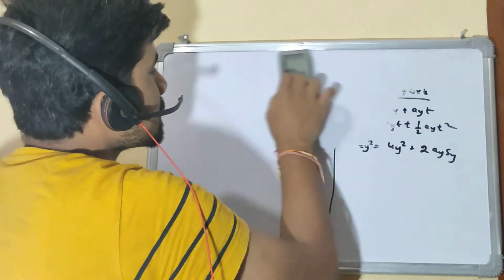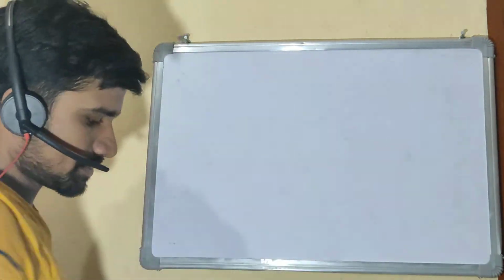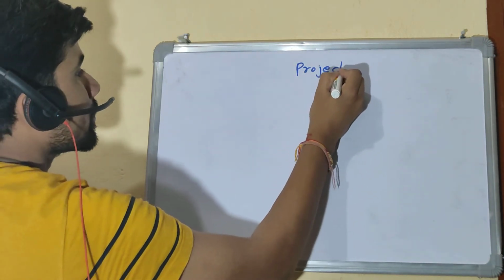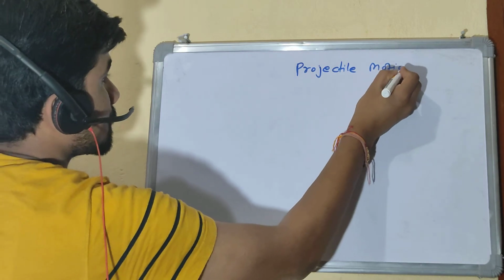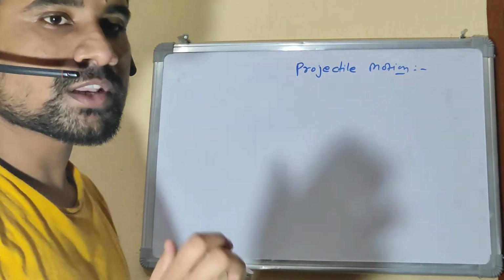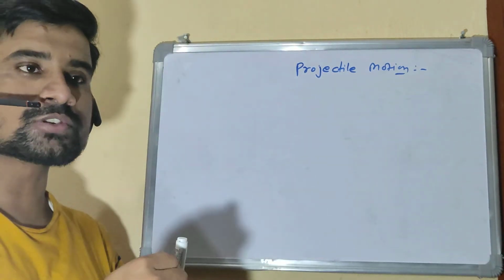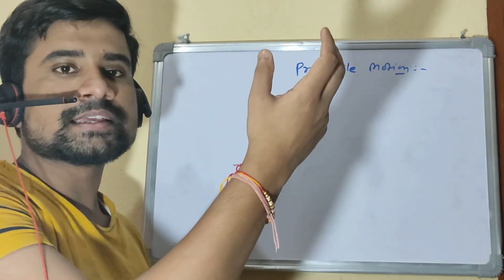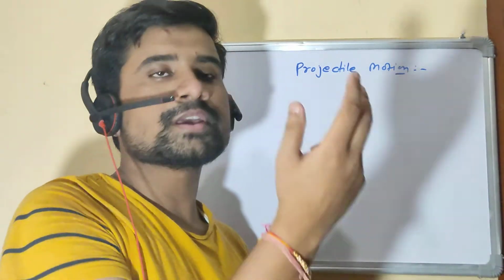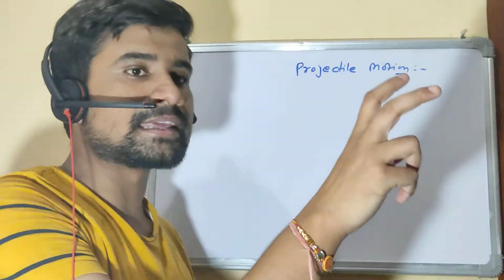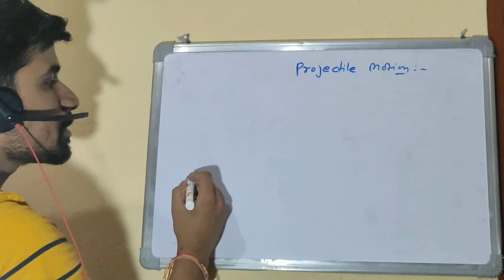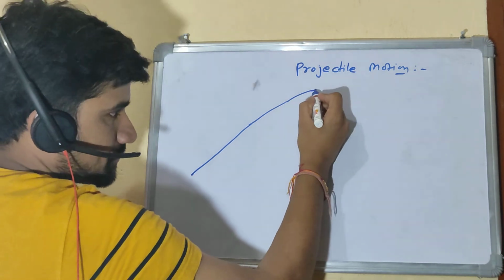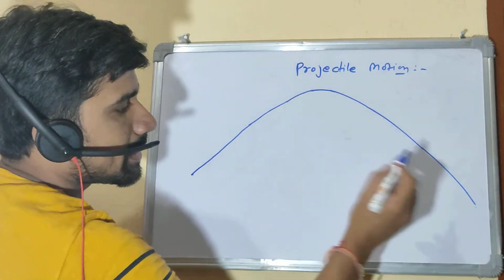What is the best example for motion in a plane? The best example for motion in a plane is projectile motion, right? Projectile motion is when you project something. When you throw something obliquely, at an angle. If you throw something directly vertically, that is not projectile motion, because you're throwing in one direction. But if you throw a ball obliquely, it will start going up till some height, then it will come down and come back to the ground, right?